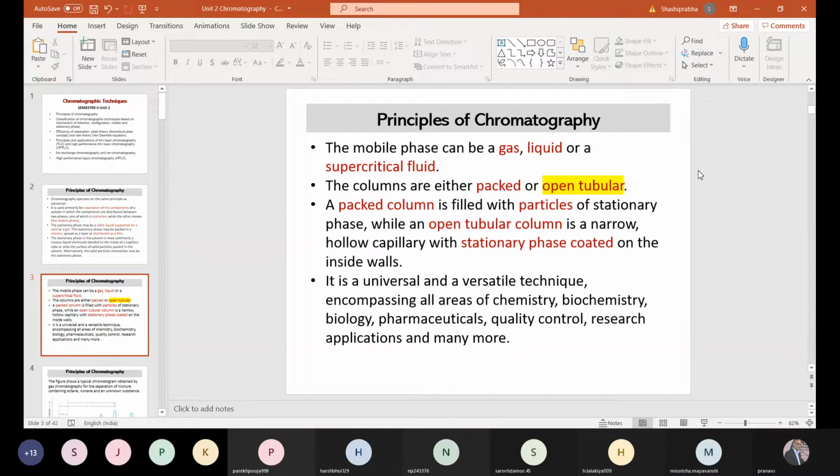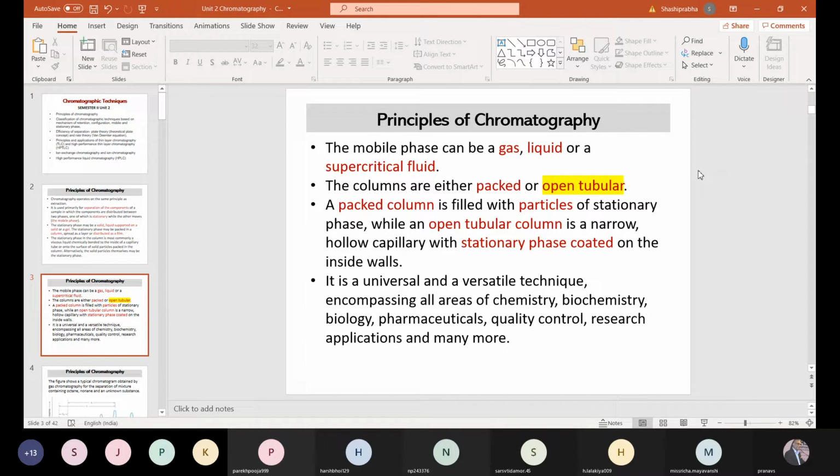So there are two kinds of columns. One is packed columns and the other is open tubular columns or capillary columns. The difference is that open tubular columns are very narrow bore columns. The internal diameter of common packed columns, as I said, is around half a centimeter, around 4.7 mm. And open tubular columns are about 4 to 5 micrometers. You can understand what a micrometer is compared with a centimeter and a millimeter. So micrometer is the internal diameter of open tubular columns, which are also called capillary columns.